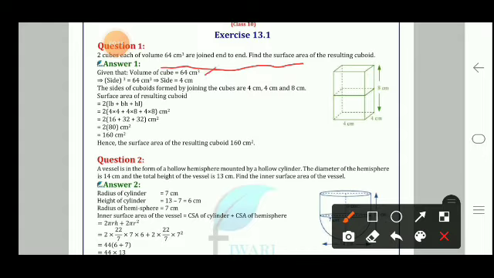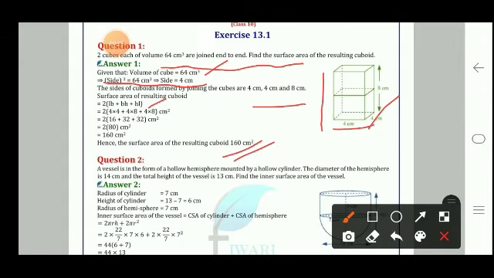So as we know, the volume of the cube is given as 64 cubic centimeter, and the formula is side cube. So side cube is equal to 64 cubic centimeter, which gives side equal to 4 centimeter. Then the sides of the cuboid formed by joining the cubes are 4, 4 and 8. We can see here, this is 8, this is 4 and this is 4, it is now a cuboid. So the total surface area of the cuboid is twice of LB plus BH plus LH. Putting the values in this formula, we get the result as 160 centimeter square.